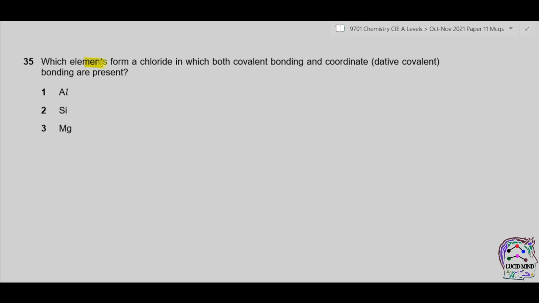Question 35. Which elements form a chloride in which both covalent bonding and coordinate covalent bonding, which is dative covalent bonding, are present? First one is aluminum. Aluminum can form AlCl3, which can exist in the form of dimer Al2Cl6. Silicon forms SiCl4. Magnesium forms MgCl2. Now in magnesium chloride, magnesium is a metal, chlorine is a non-metal, so therefore covalent bonding is not present. It is ionic bonding that is present.